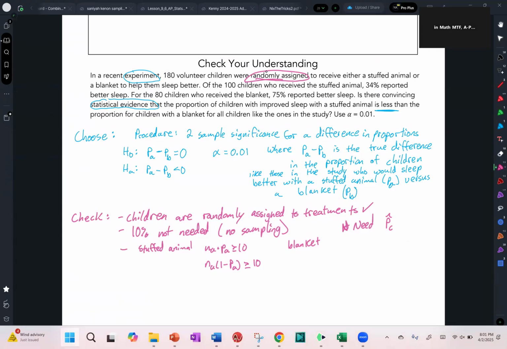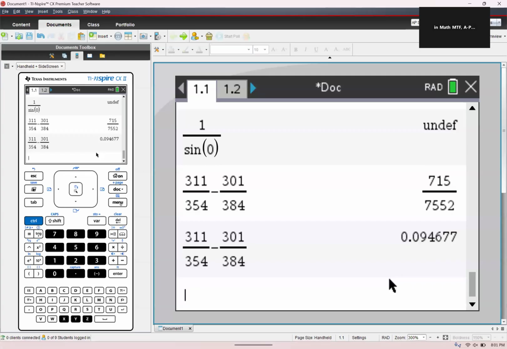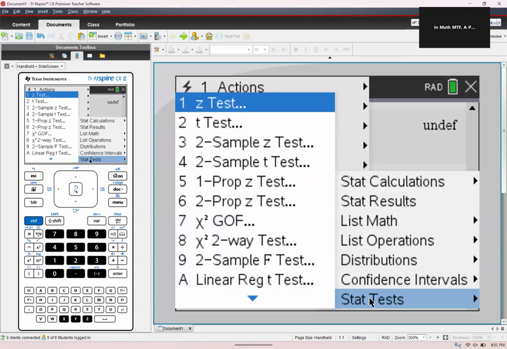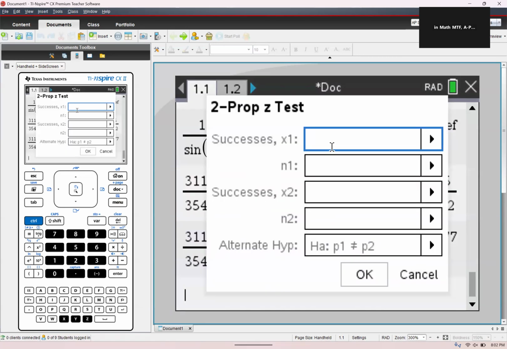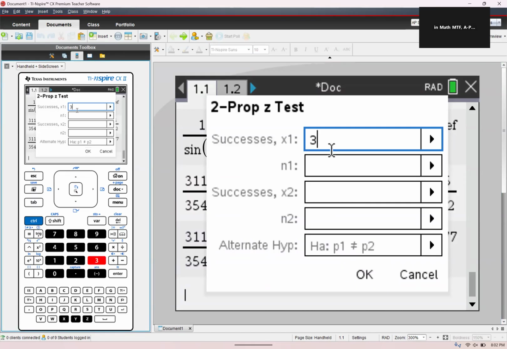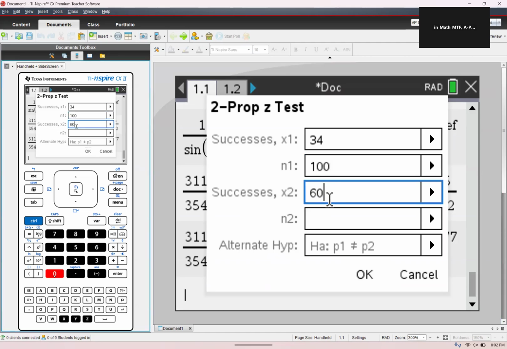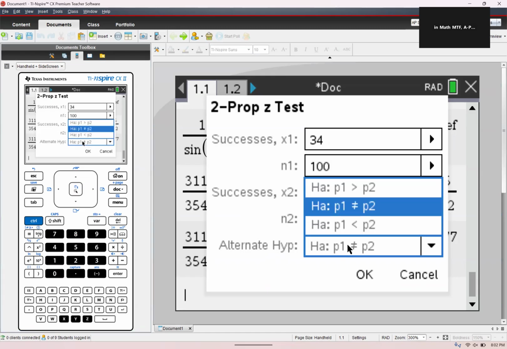I said that because I'm going to have to go back and forth a couple times. So menu, statistics, statistical test, two proportion z-test, right? You want to do all that. Remember, we don't put our p's, our proportions, in here. We put our successes. Stuffed animal was 34 out of 100, right? 34% of 100. This was 75% of 80, so 60 out of 80. And our alternative, I believe, was that p1 is less than p2, because if you subtract them, you get less than 0.